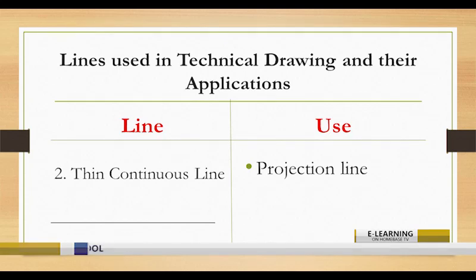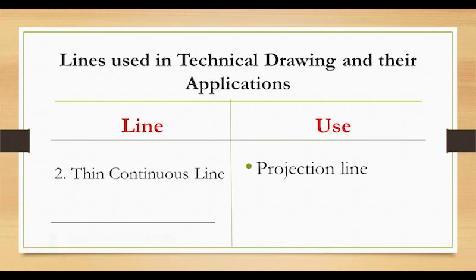Thin continuous lines are projection lines. After sketching the object, you want us to know that from this side to this side. And what are we going to use? We use thin continuous line for projection.